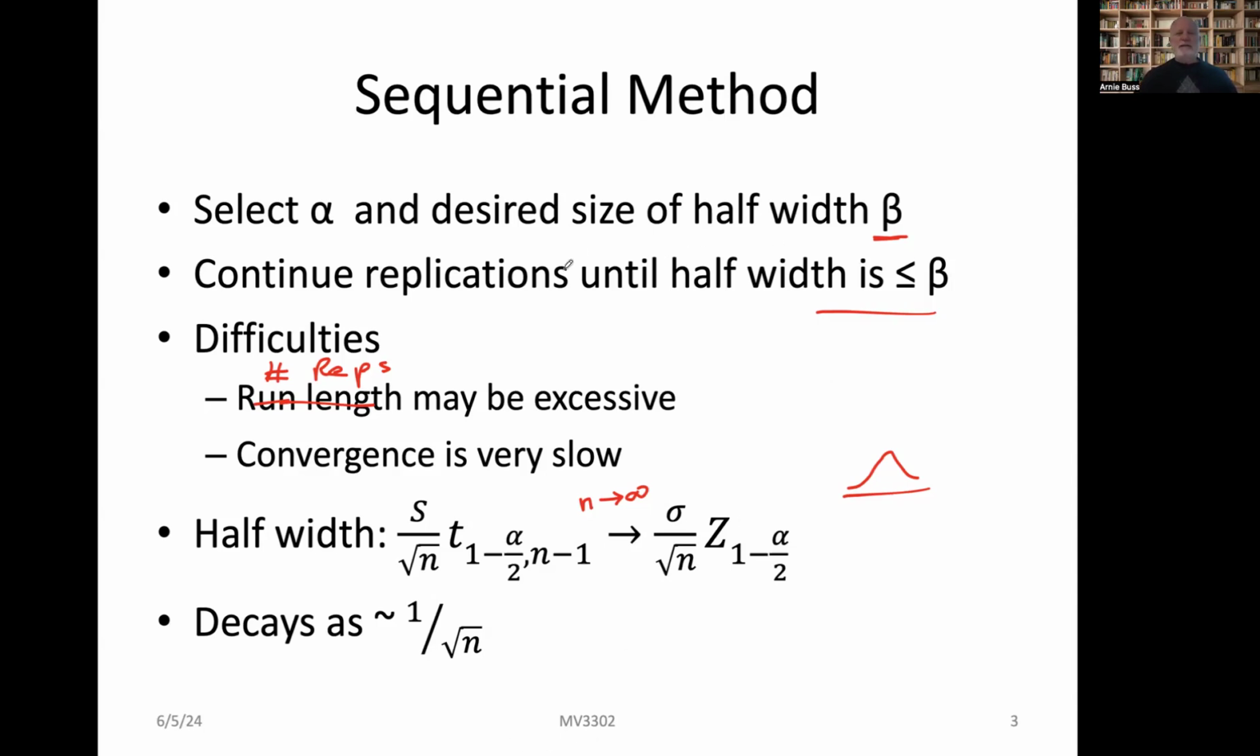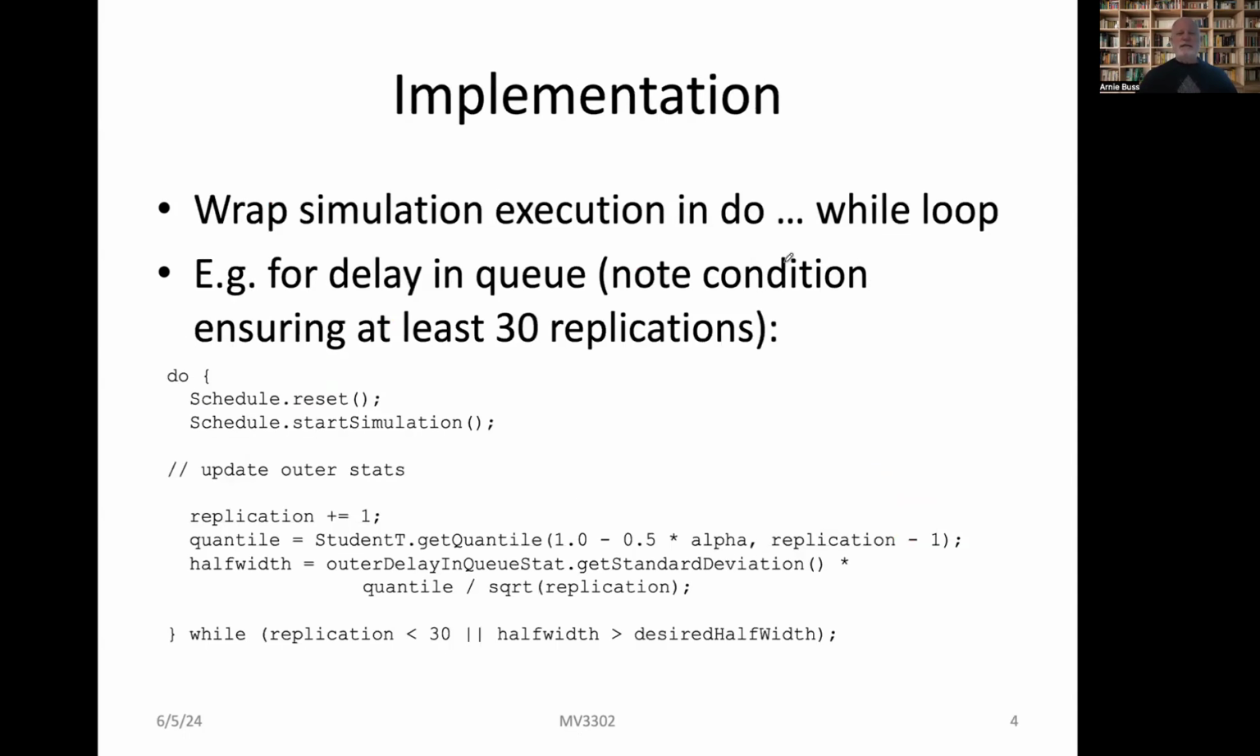So that is the sequential method: we're going to keep sampling until we hit our desired result. And okay, so how do we implement that? Well, if you remember, what we did for a fixed sample size is we wrapped our execution. So this was our execution, reset and start simulation. Reset initializes things. And if we're using that inner stat resetter we came up with the other day, we don't have to reset them in between because that reset will do that for us.